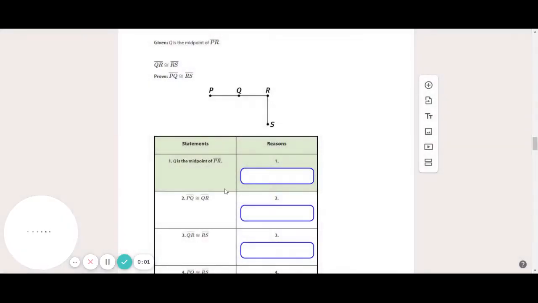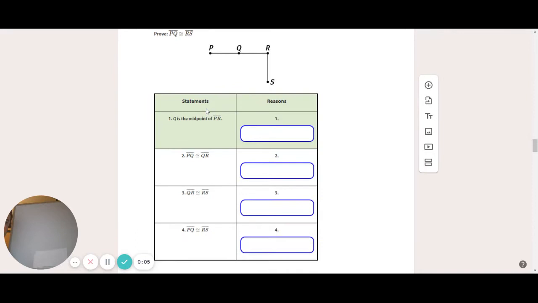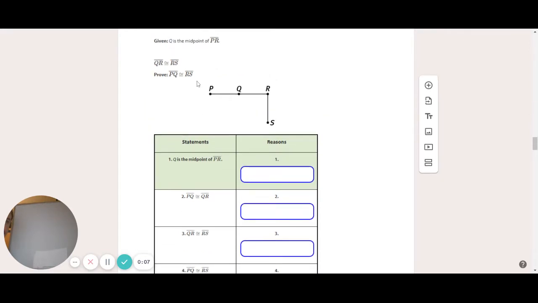All right, now we're going to look at questions 7 through 10. So this time we're going to be looking at the reasons they give us. We're going to look at each statement and we're just going to fill in the reason. So they tell us that Q is the midpoint of PR. We know that. So Q is the midpoint of PR.